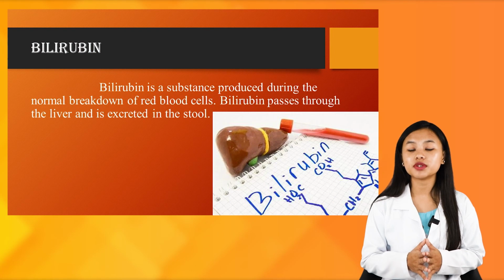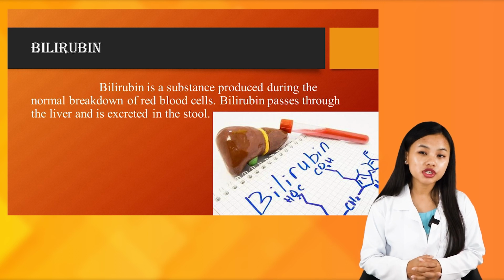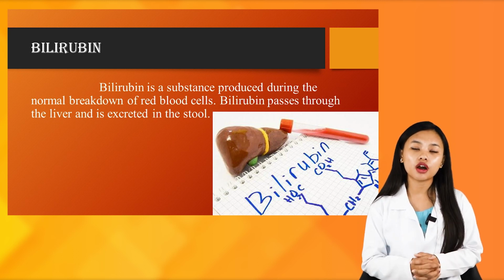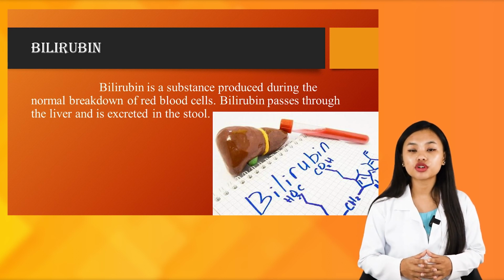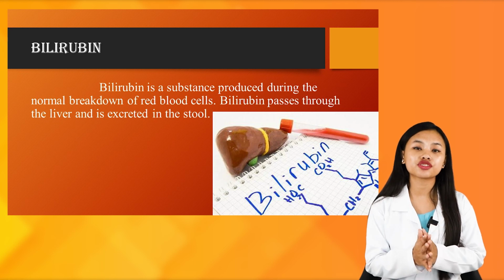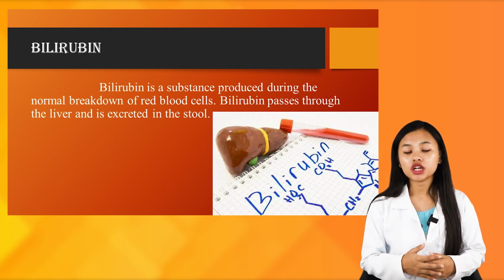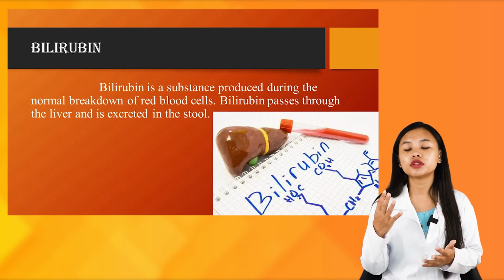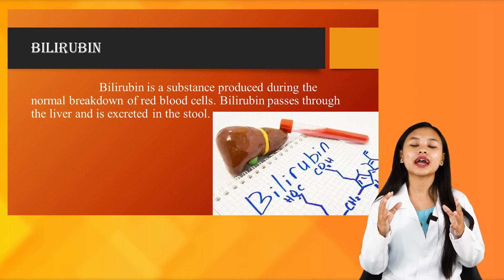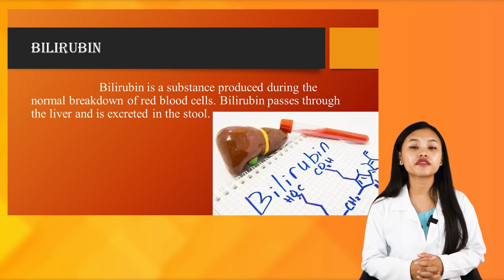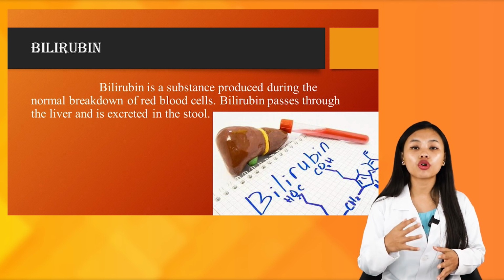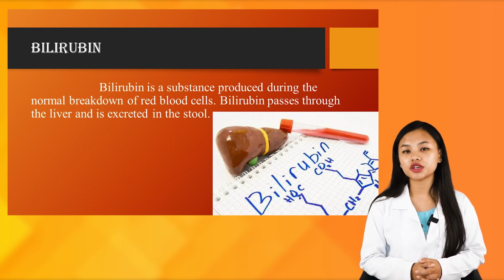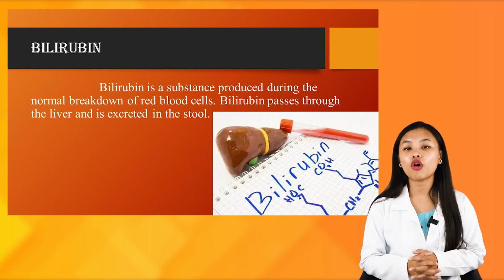The next one is bilirubin. Bilirubin is a substance which is produced during the normal breakdown of red blood cells. This bilirubin normally passes through the liver and is excreted through the stool. So here, if the level of bilirubin is higher, then it can indicate the presence of jaundice, which could be caused because of liver damage or diseases, or even because of certain types of anemia.